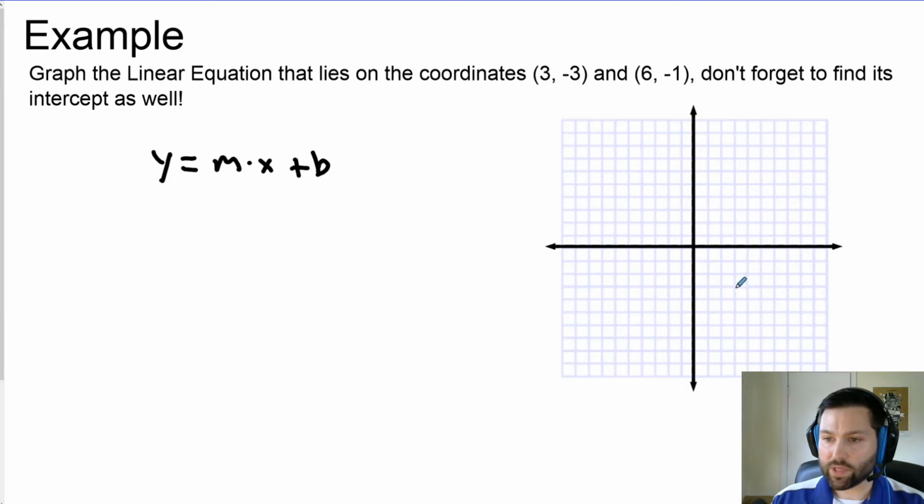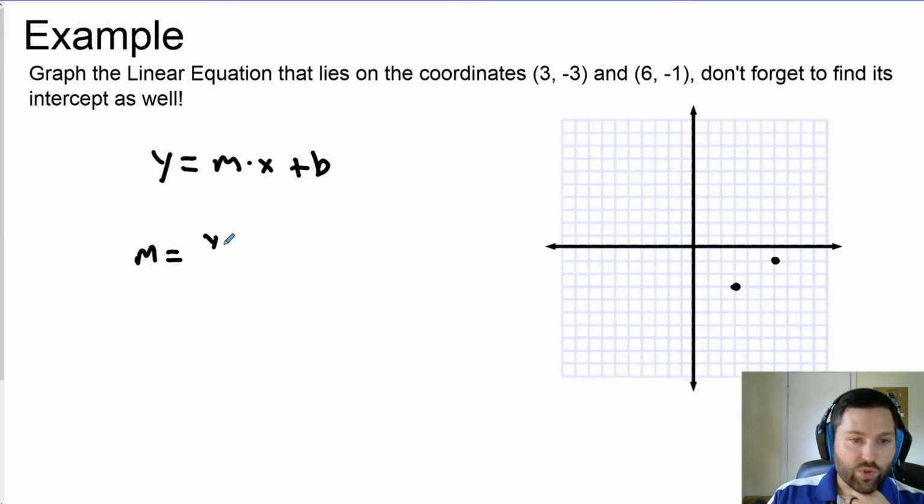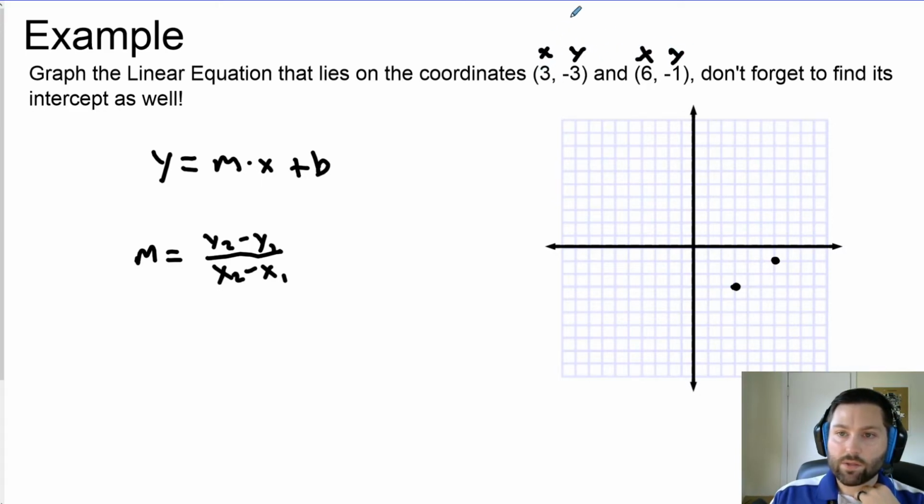So 3, negative 3 is here, and then 6, negative 1 is here. So I have 2 points between them. There are 2 ways that I can calculate slope. I am going to show you the slope formula because I do want you to be able to calculate that. We're going to subtract the y's, and we're going to divide that by the same thing with the x's, x minus x. In this situation, what I am going to do is substitute values. So here's y, and this is a y. These are x's. It doesn't matter what order I do them in as long as I'm consistent.